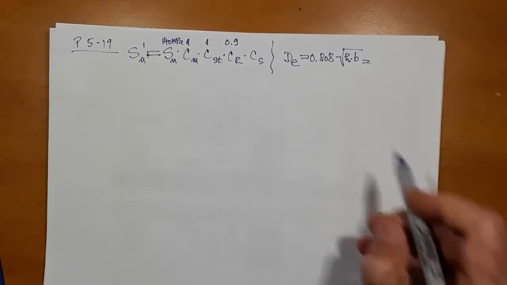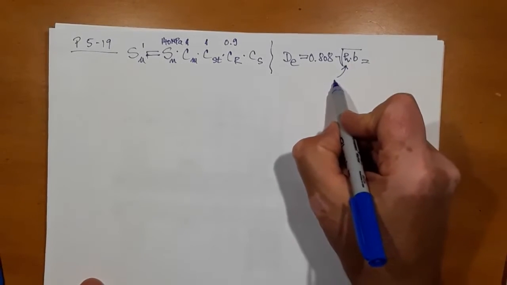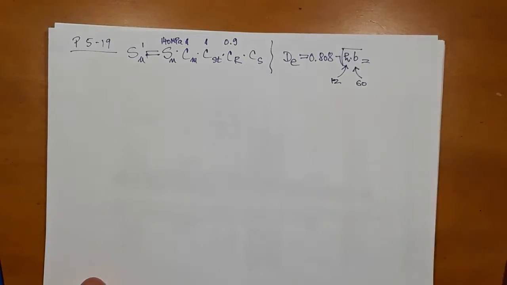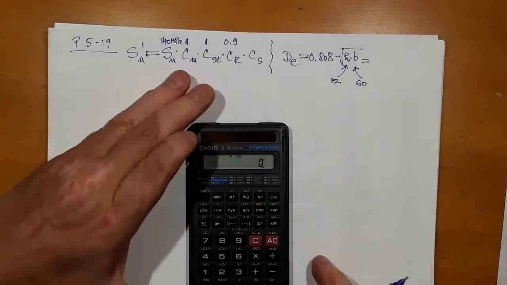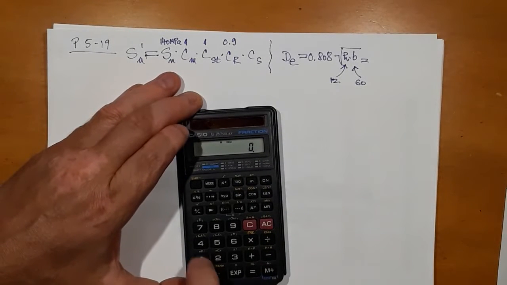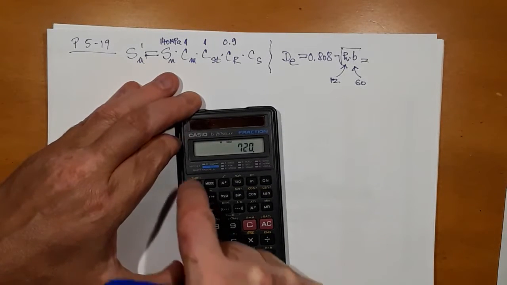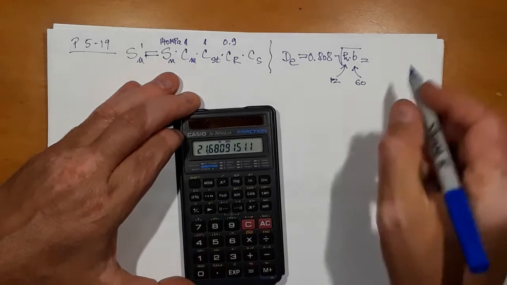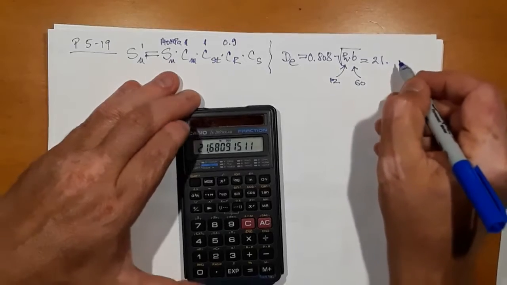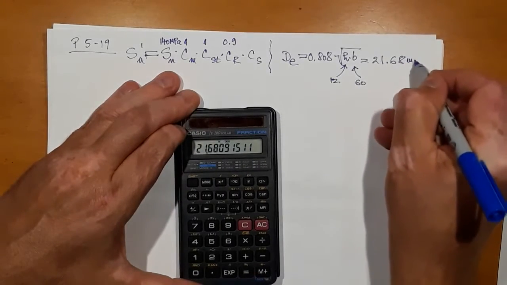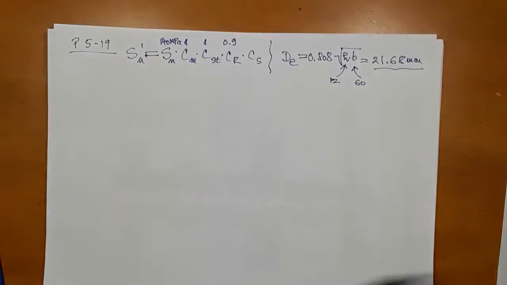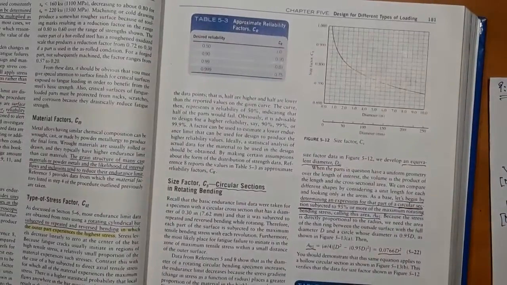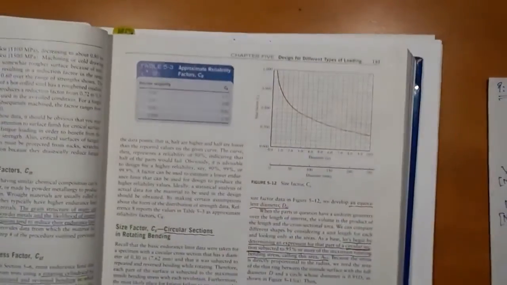Okay, so H is 12, B is 60. The equivalent diameter is the square root of 12 times 60, times 0.808. So it's 21.68 millimeters. For 21.68 millimeters, I turn to page 181.